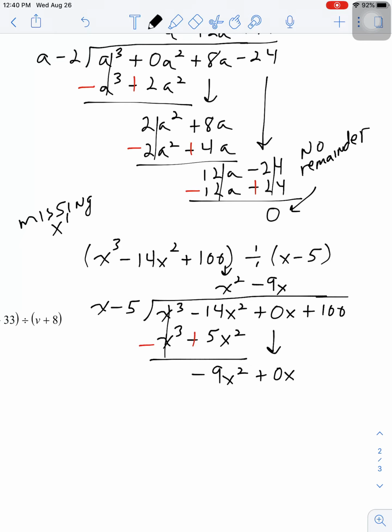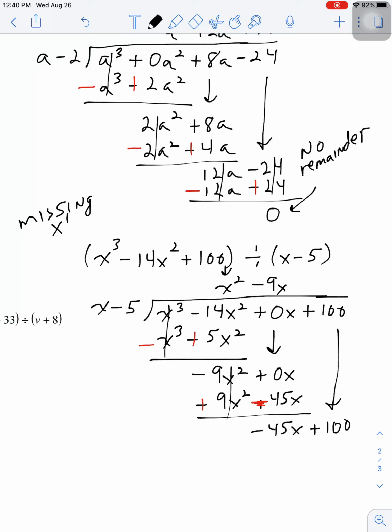-9x. So -9x times x gives you a -9x squared. A -9x times a -5 gives you a +45x. And then you have to remember to change it. Okay. So these are going to drop. 0 minus 45x is going to give you a -45x. And then we bring down the 100.